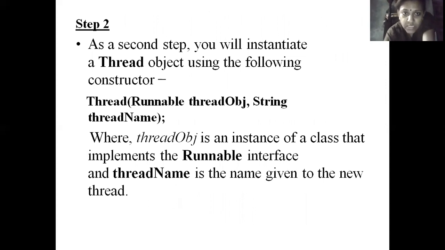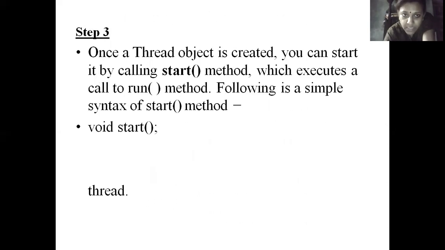Okay, the first thing is that you are implementing the run method, then you are creating a thread object, and the third step is once a thread object is created, you can start it by calling the start method, which executes the call to the run method. The first thing needs to be start, then that will call the run method.